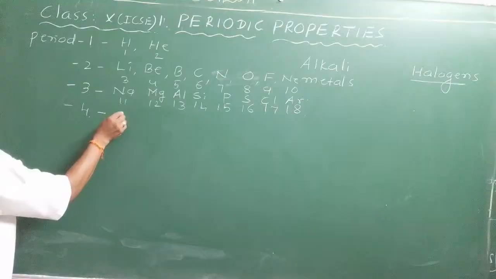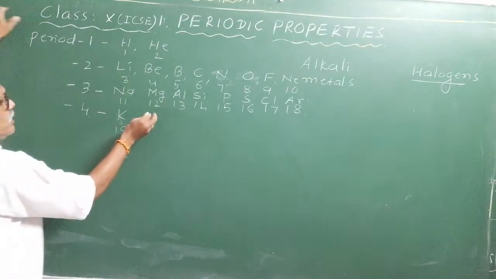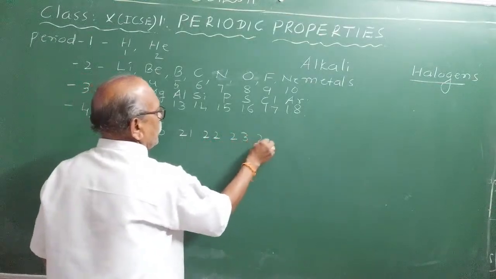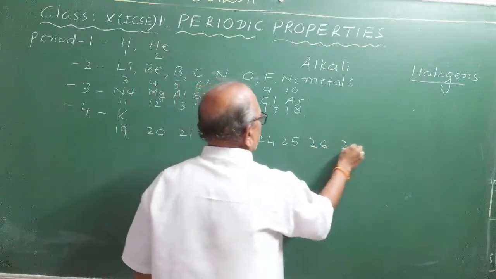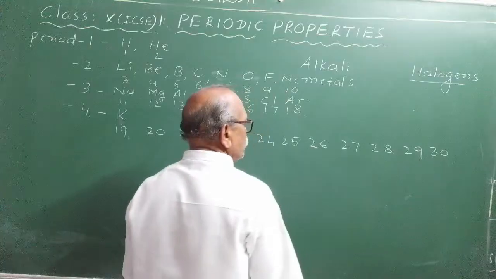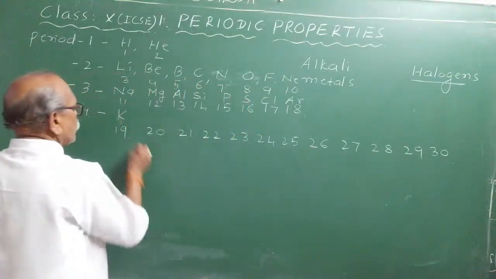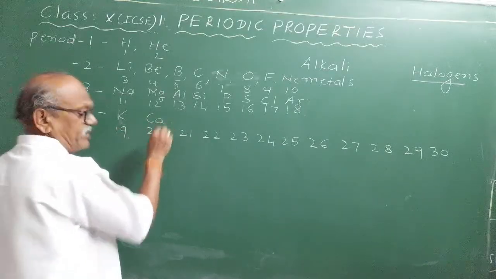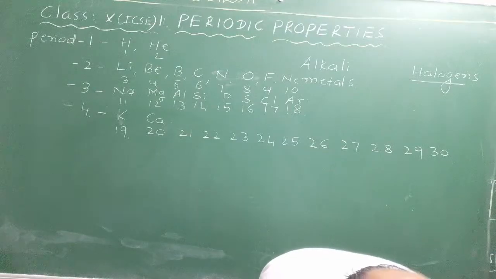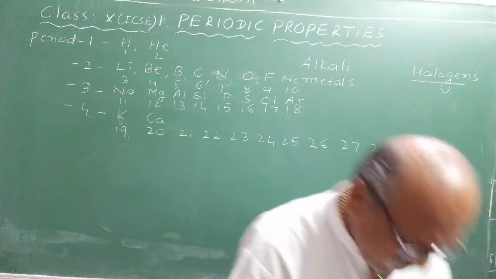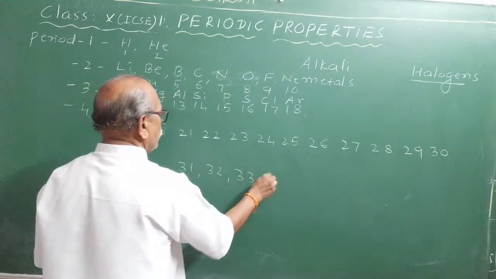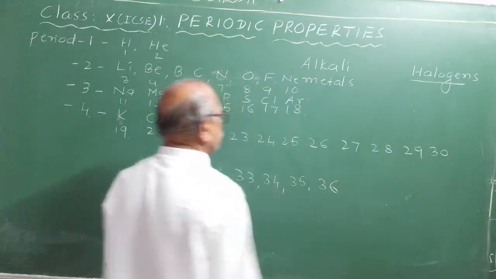Period 4 starts from atomic number 19, that is potassium, right? And 20 is calcium, and 21 starts here, 22, 23, 24, 25, 26, 27, 28, 29, 30, these 10 elements. First you make the elements perfect. Here you must be very interactive, right? You must have clear understanding of the elements in the periodic table. After 30, you have 31, 32, 33, 34, 35, 36, which completes the fourth period.